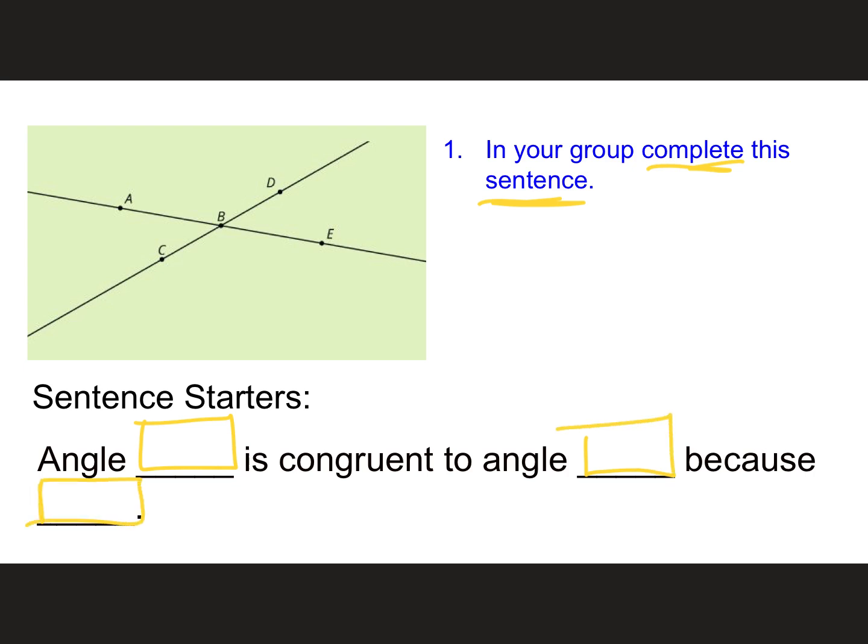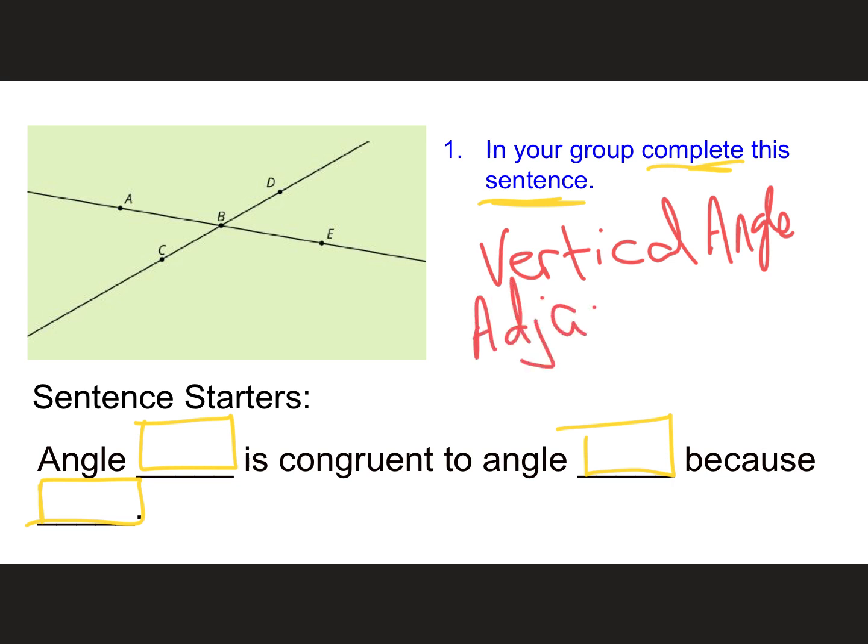So far we've talked about vertical angles, and we've talked about adjacent linear angles. So think about those, and in your group, create a sentence. Okay, hopefully you did that and created that sentence in your group and that we have shared them. So let's go to our last thing.